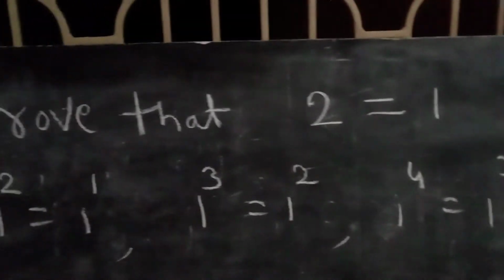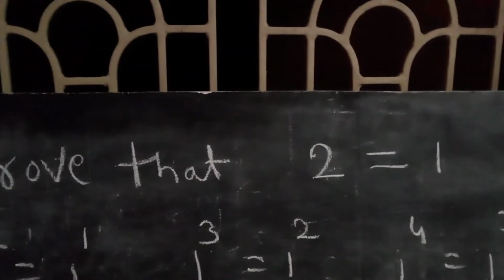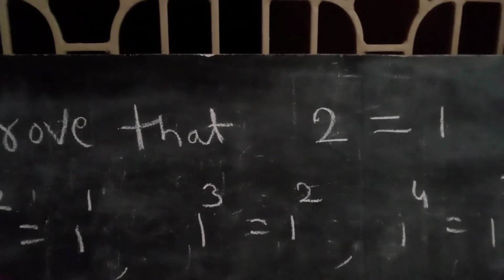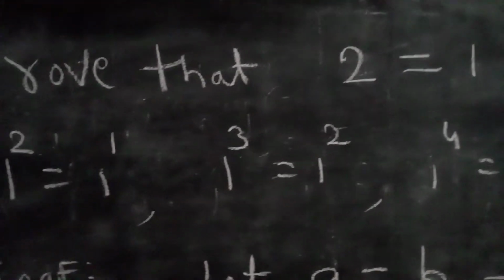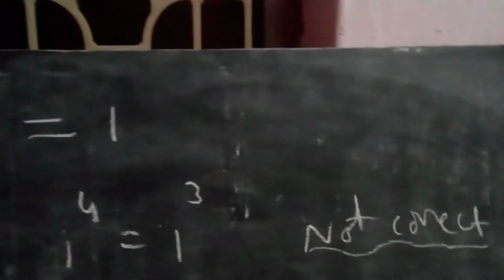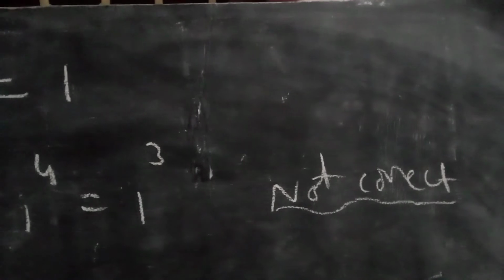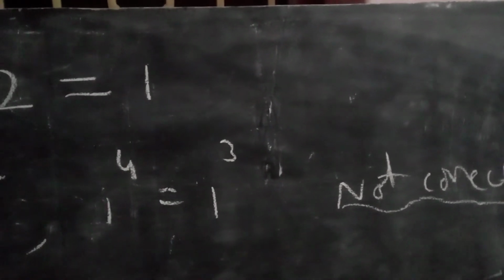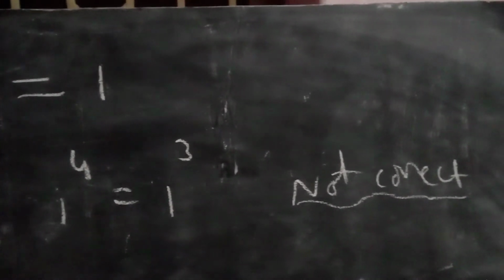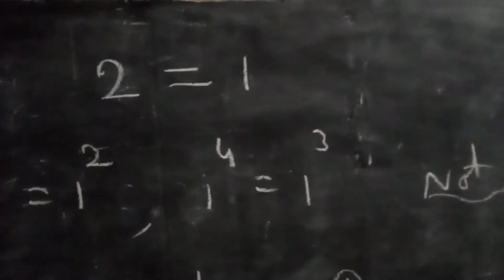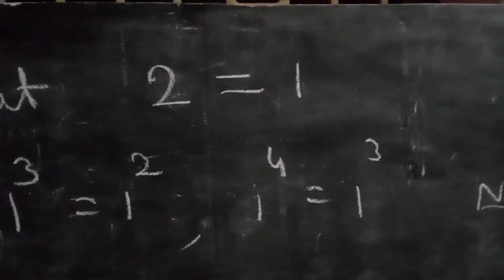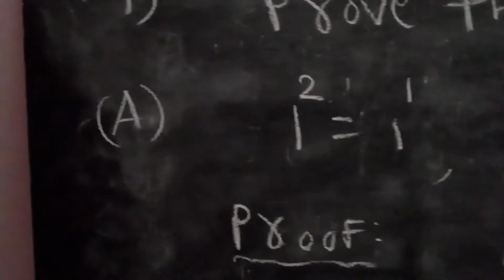But prove that 2 equals 1. How to prove 2 equals 1? Okay, so the below methods are not correct. This method is not correct because it will give you so many answers. So which one is the correct method? Here we are going to discuss. Come to the correct proof.